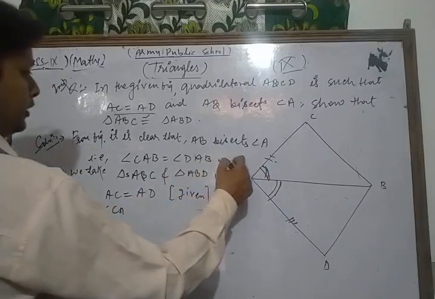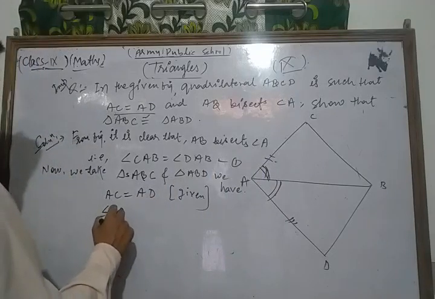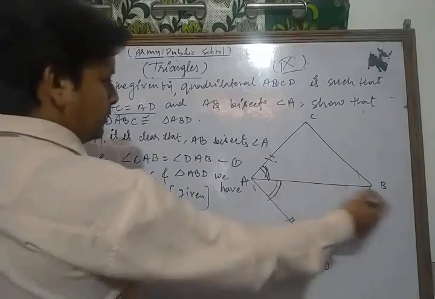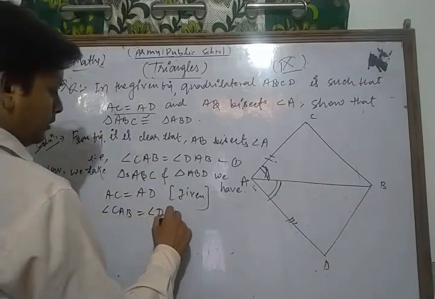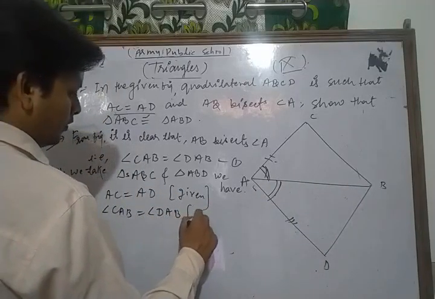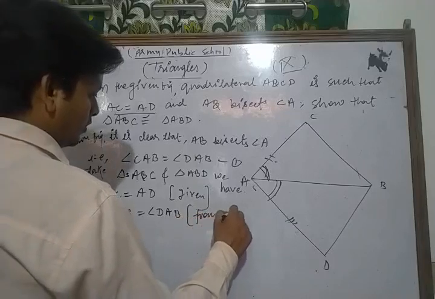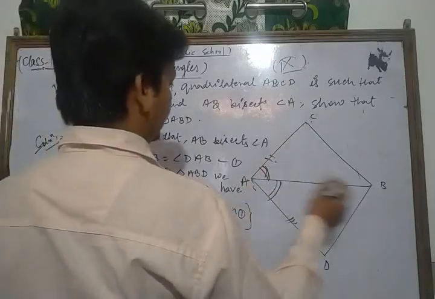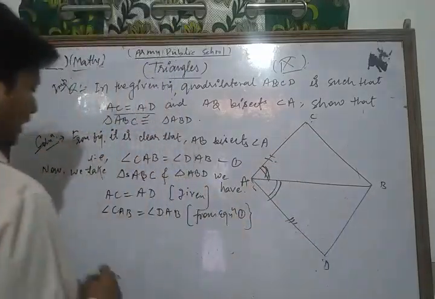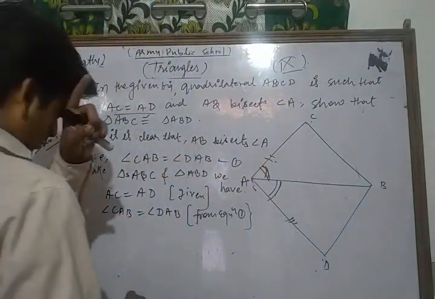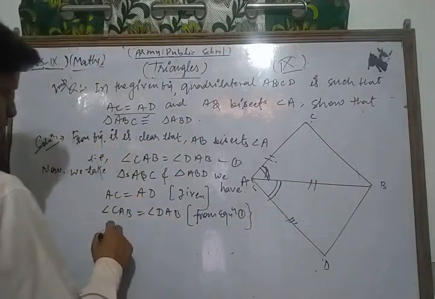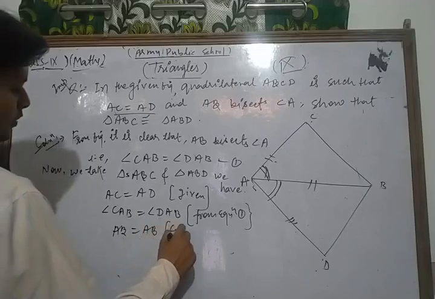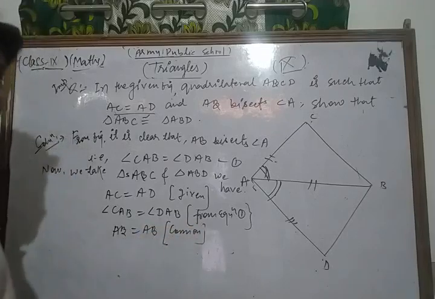And here we take question 1. So angle CAB is same as angle DAB, from equation 1. Angle CAB is the same as angle DAB, and AB is common. AB is equal to AB. This is your common side.